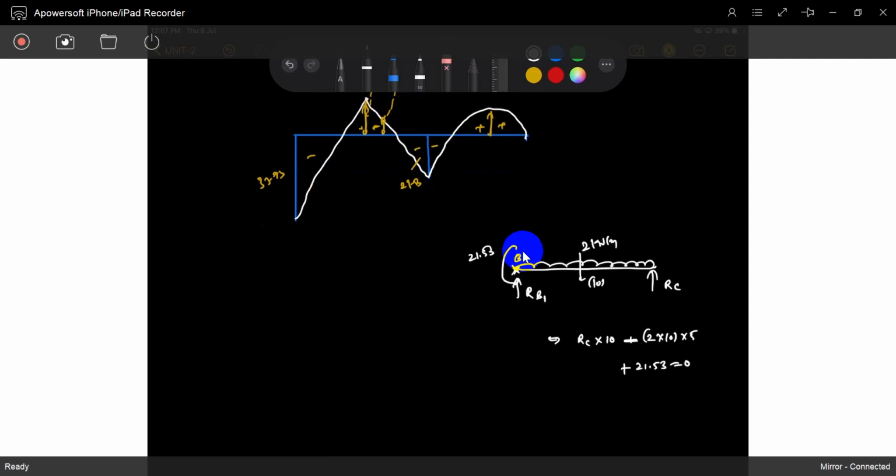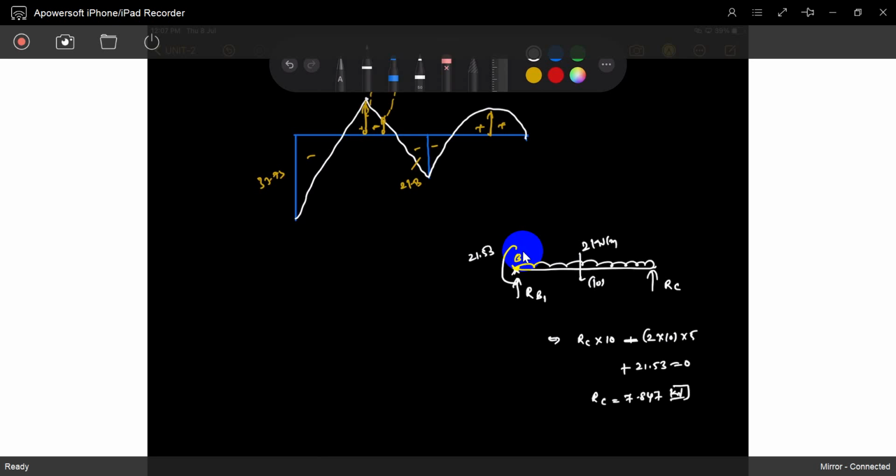20 into 5, that is 100, minus 21.53, what is that? 78.47, divided by 10, that is 7.847. So RC is 7.847 kilonewtons.